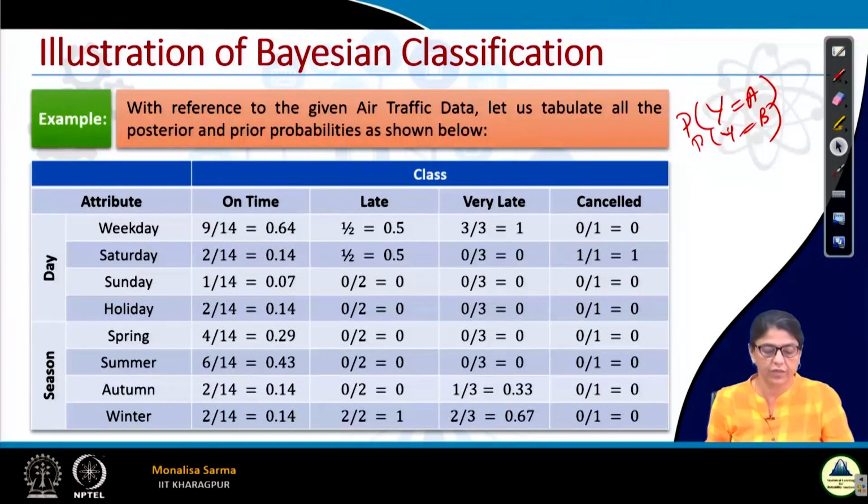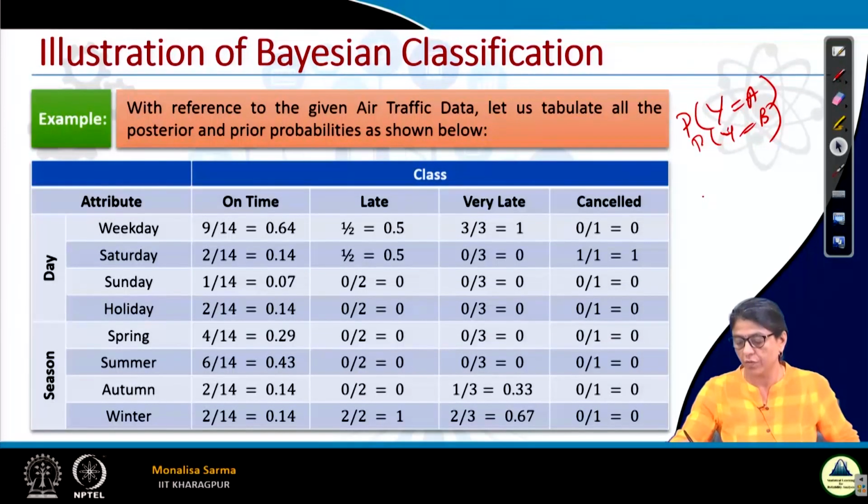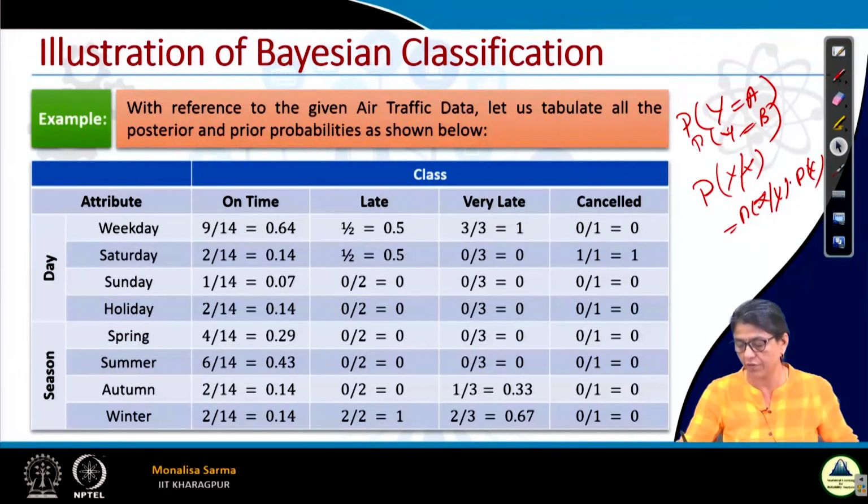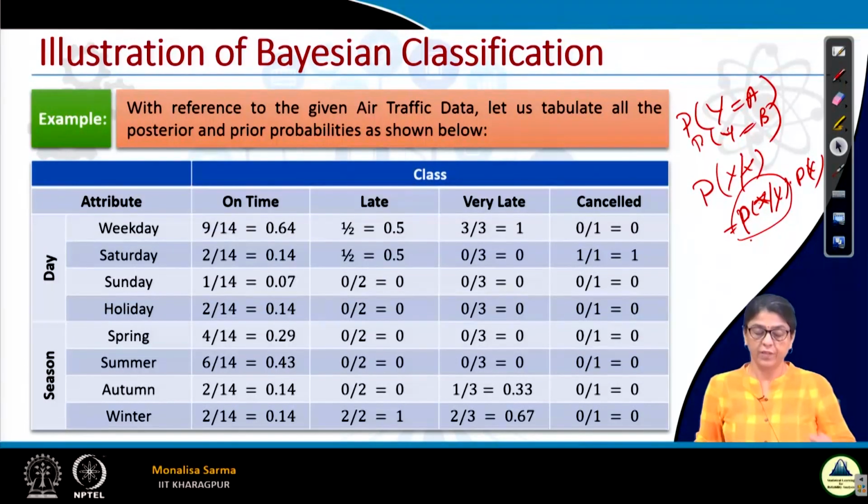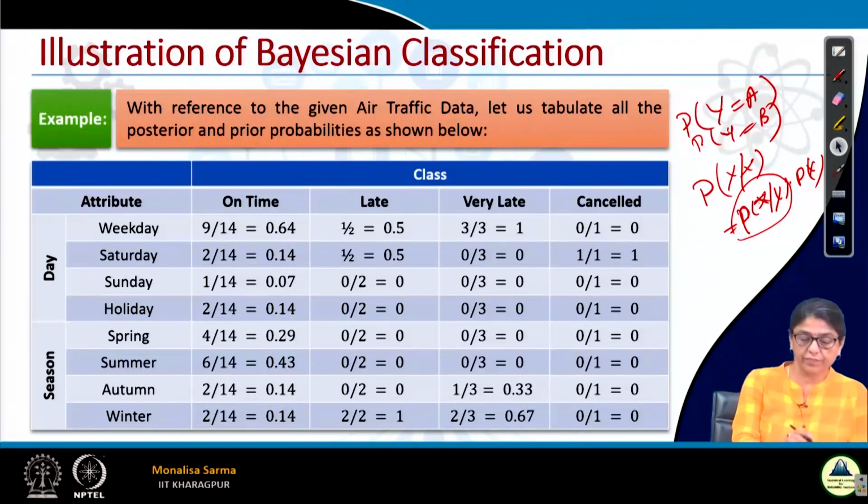Now we will have to find the posterior probability. What is the posterior probability? We need to find the probability of y given x, which equals the probability of x given y into the probability of y. That is my posterior probability. What is the probability of x given y? Given that it is on time, what is the probability that it is a weekday?